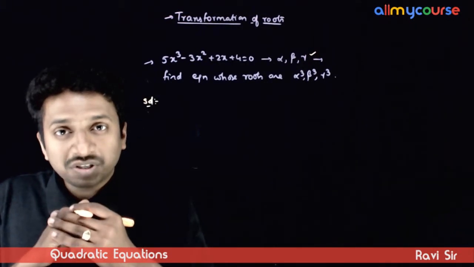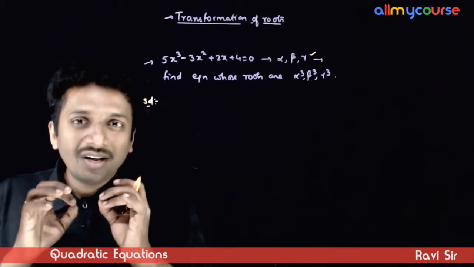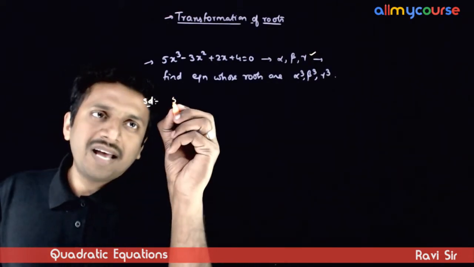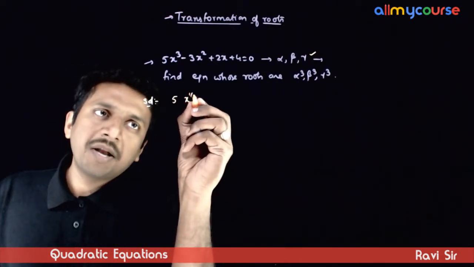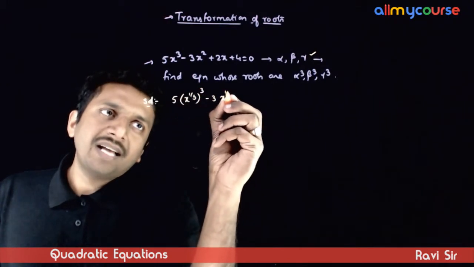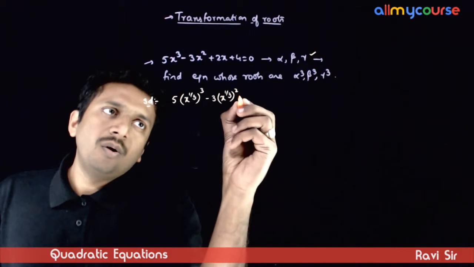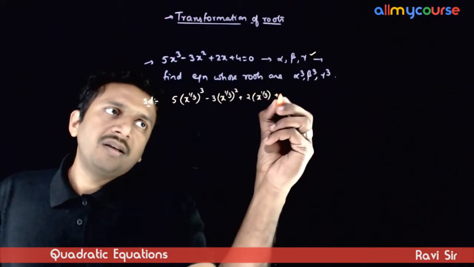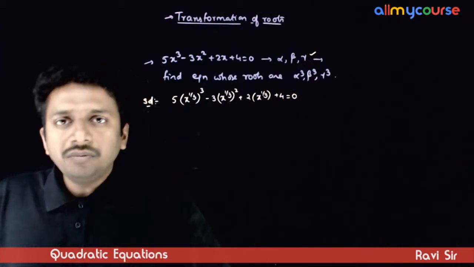So what is the transformation that I need to do? I need to put the cube root of x in the place of x, right? So 5 times (x^(1/3))³ − 3 times (x^(1/3))² + 2 times x^(1/3) + 4 = 0.